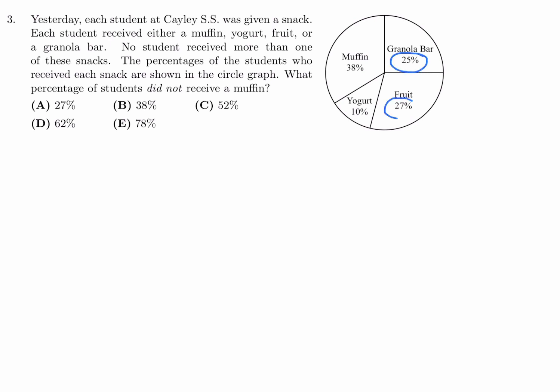So we have to add this, this, and this. 25 plus 27 plus 10. And when you do, that's 62. Those are the people who did not receive a muffin. Number 3, the answer is D.